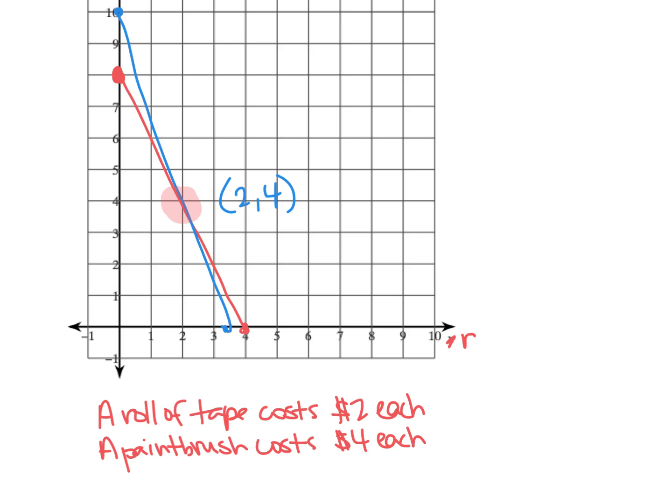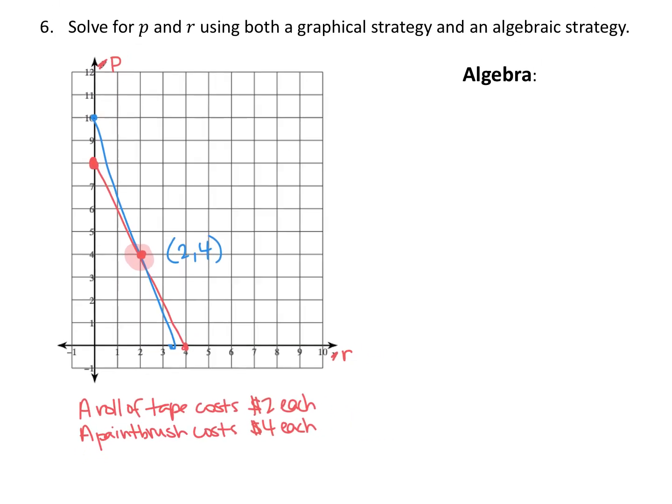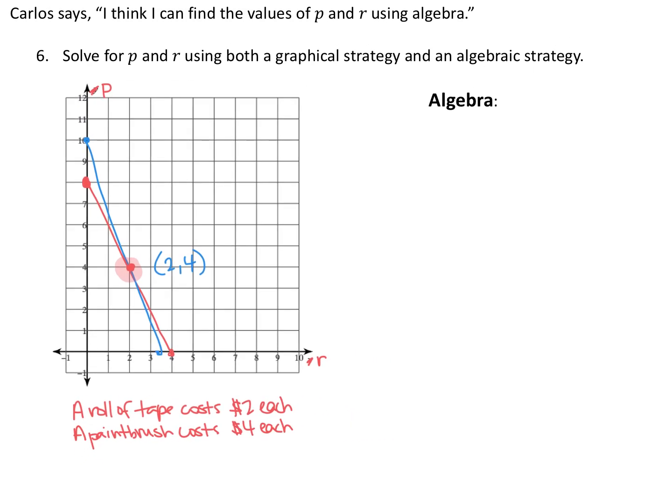I took the two equations that represented the small and large painter's kits. I found their intercepts, and then I graphed those intercepts and found where the two lines crossed, right at this location. So that was our graphical strategy. Now we're going to do our algebra strategy. Our algebra strategy is called substitution.